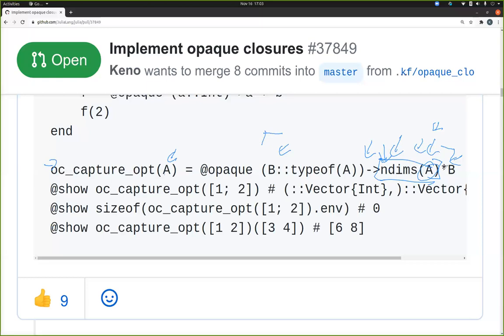Okay, there's a question in the chat that I didn't answer. I didn't answer what I mean by non-local transformations. And yes, I mean opaque closures.